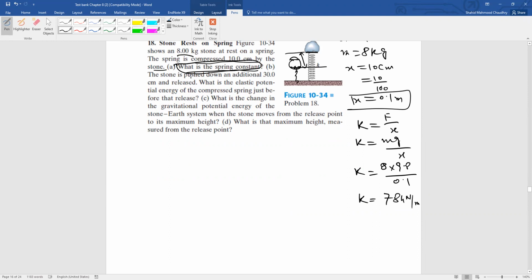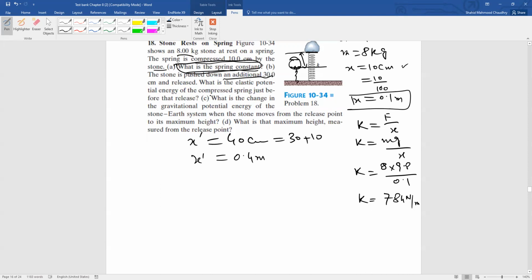After this, the stone is pushed down an additional 30 centimeter. Additional 30 centimeter means 10 centimeter already and 30 centimeter more. So the total x dash will be 40 centimeter, which means 30 plus 10. So x dash is equal to 0.4 meter.